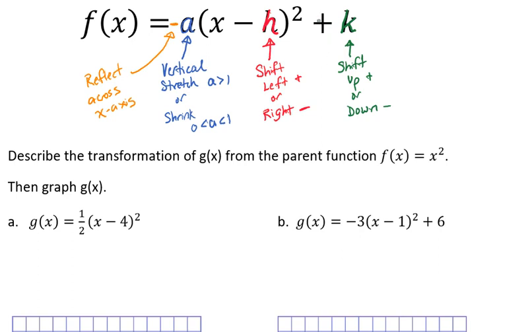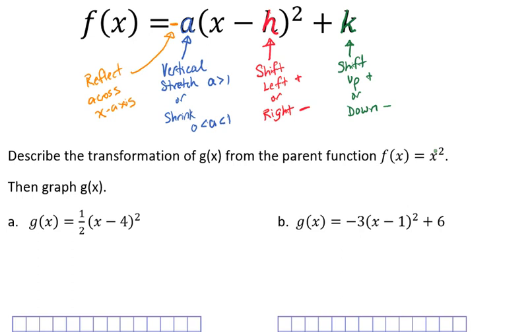So let's move on to an example. Describe the transformation g of x from the parent function f of x equals x squared. So notice here that our a value is a 1, there is no h value, and there is no k value. So this is the parent function of our quadratics. After we do that, then we're going to graph g of x.